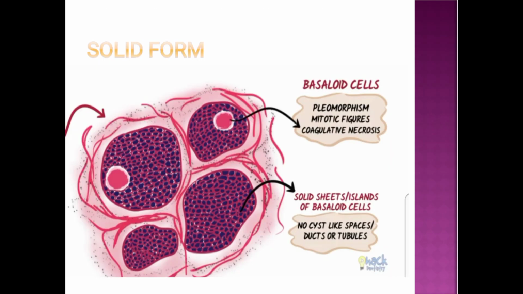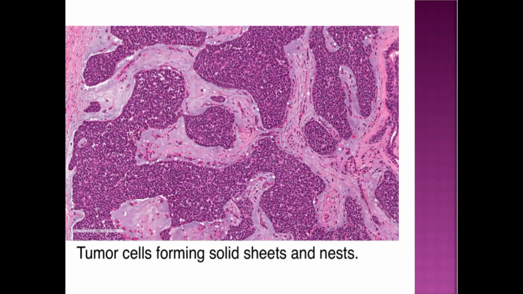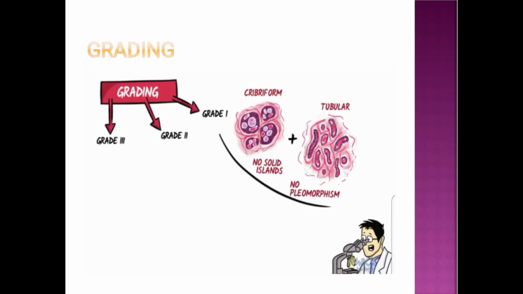Now the solid form. You can see here the solid form, that is, the cells become large and have pleomorphism. You can see mitotic figures and coagulative necrosis. Here there are very small cystic spaces. These are either sheet arrangement or islands arrangement of cells, with no cystic spaces or fewer cystic spaces. You can see tumor cells forming a solid sheet of cells. Grading.